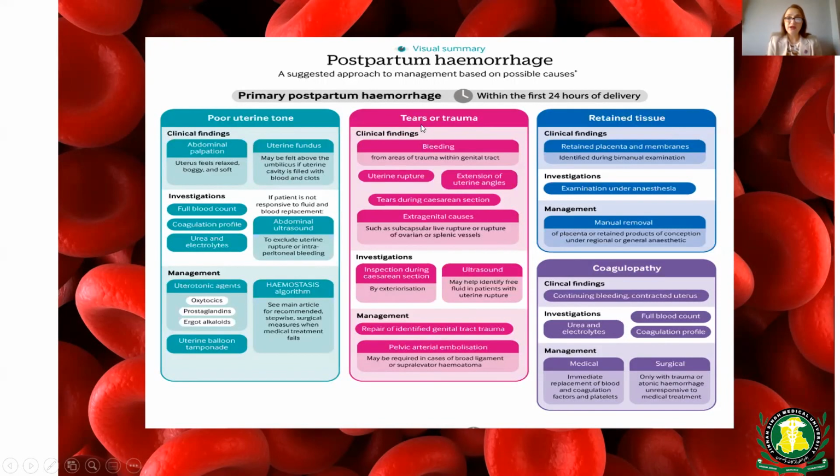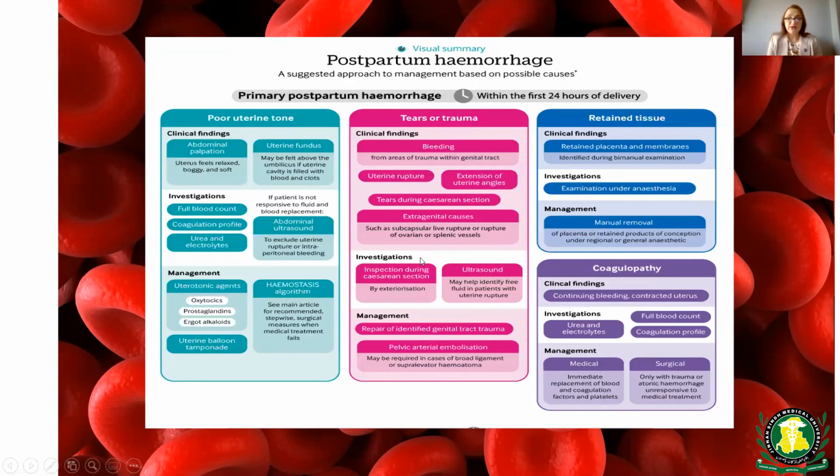Then in case of tear or trauma, again, there's bleeding from the area of trauma within the genital tract. You'll be sitting at the perineum looking at the trauma. You need to have a good light source at your back, and a good assistant who can expose the area to you. Or there is a uterine rupture, or extension of the uterine angle at cesarean section. Extragenital causes such as subcapsular liver rupture or rupture of ovarian and splenic vessels should not be ruled out, and you can diagnose those at the time of doing a laparotomy.